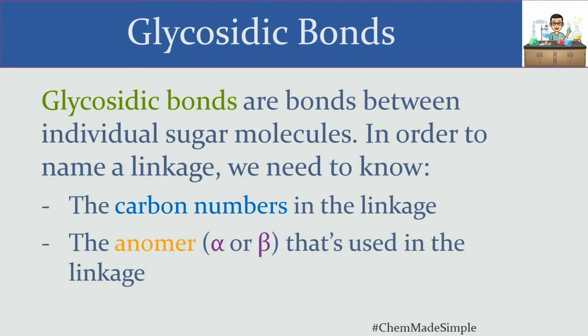And because sugars, when they cyclize or when they form a ring, can take on a couple of different forms, we need to be able to specify which of the anomers, the alpha anomer or the beta anomer, is the one that's used in the linkage. So those are the two primary skills we're going to be focused on today: figuring out which carbon numbers are in the linkage itself, and figuring out which anomer of the sugar is the one that made that linkage in the first place.